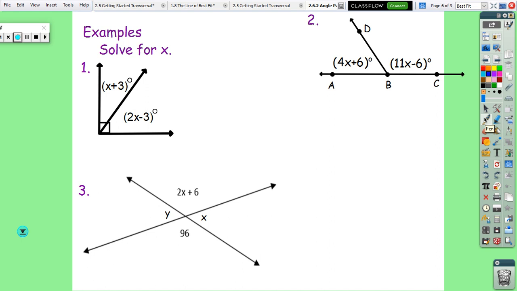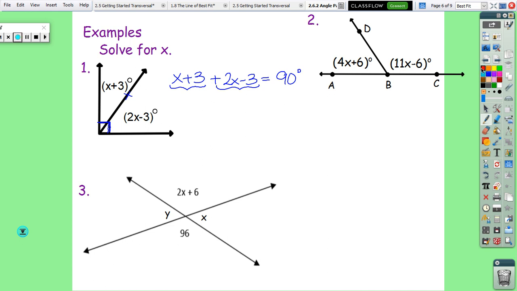Okay. If we look at the big angle here, the big angle is a 90-degree angle, and we know that because of the square in the corner. So when we add these two angles together, they have to add up to 90 degrees. They are complementary. So the first angle is represented by x plus 3, and the second angle is represented by 2x minus 3. And when we add these angles together, it's equal to 90 degrees.